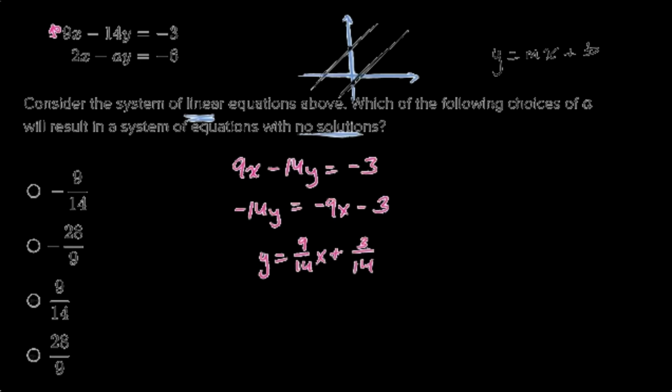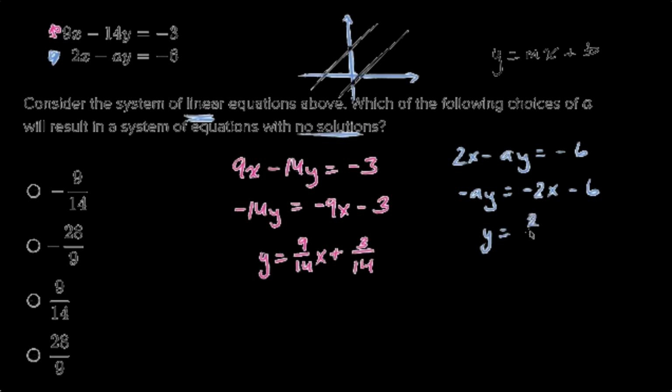Now let me write the second line in slope-intercept form. So I have 2x minus ay is equal to negative 6. And if I subtract 2x from both sides, I get negative ay is equal to negative 2x minus 6. And then I can divide both sides by negative a, and I get y is equal to negative 2 divided by negative a is positive 2 over ax, and then plus 6 over a. All right. So we need to set up a situation.